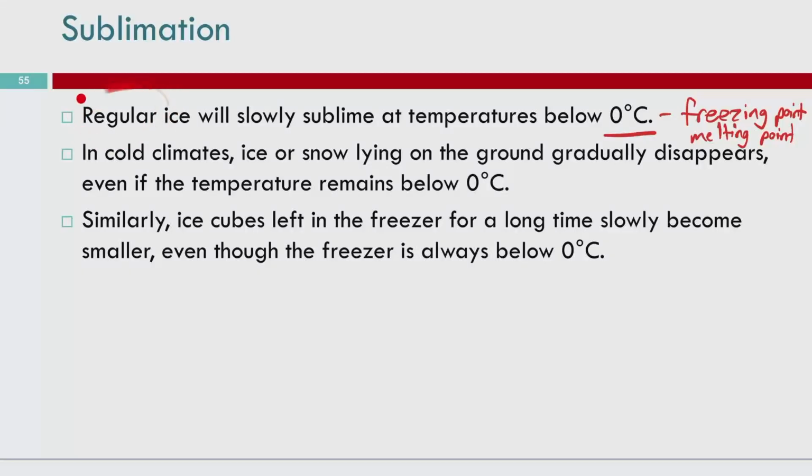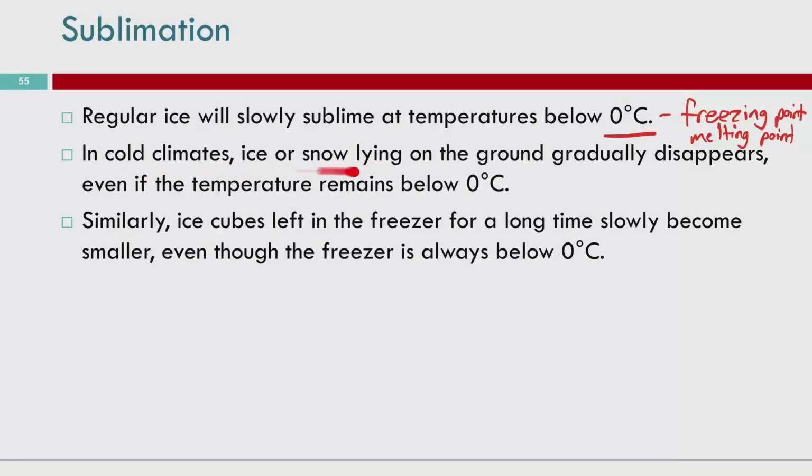But regular ice, like you have in your fridge, will also slowly sublime out of whatever it is in at those temperatures below 0 degrees Celsius. So even in really cold climates, if you've got ice or snow lying on the ground, it will gradually disappear even if your temperature is below 0 degrees Celsius.